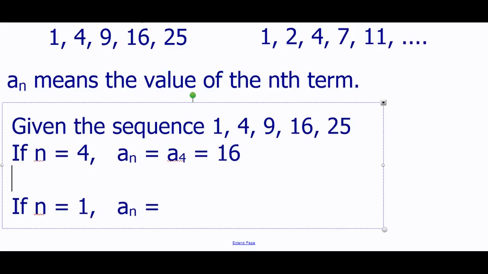In the same way, let's take a look if n equals 1. Instead of looking for 4 here, I'm looking for 1. So again, a sub 1, if I'm looking at this sequence, is just the first term. So what is the first term? The first term is 1. So when I'm writing these terms, it's simply telling me which one I am looking at. I'm looking at the fourth term, I'm looking at the first term, and so on.